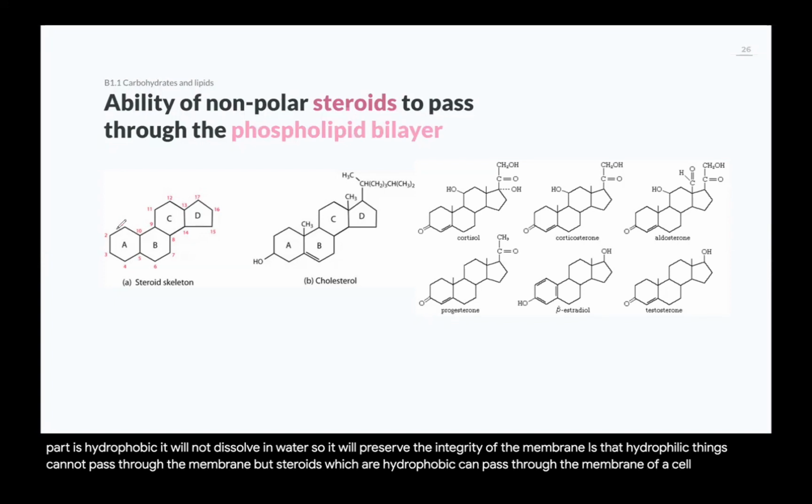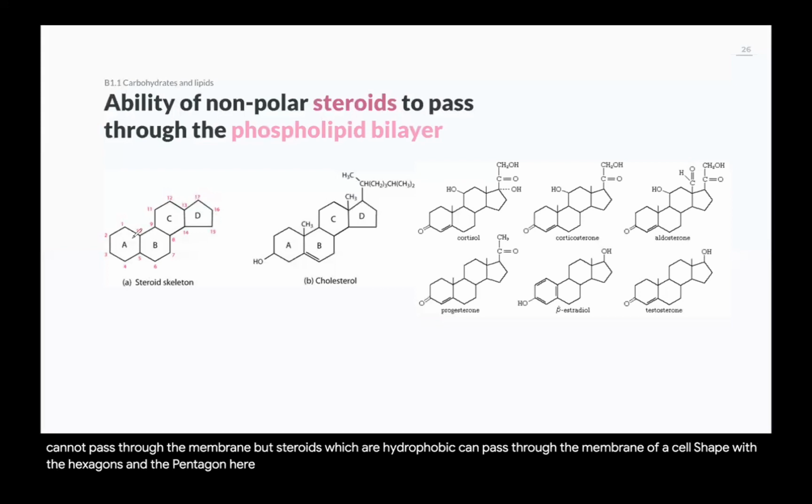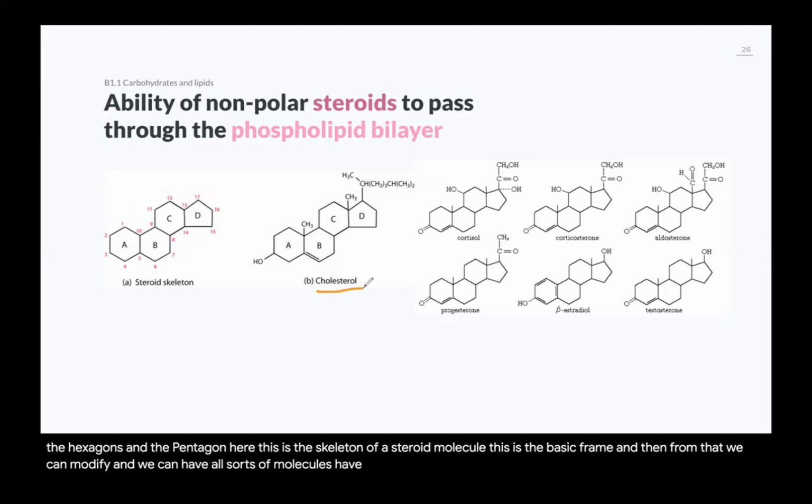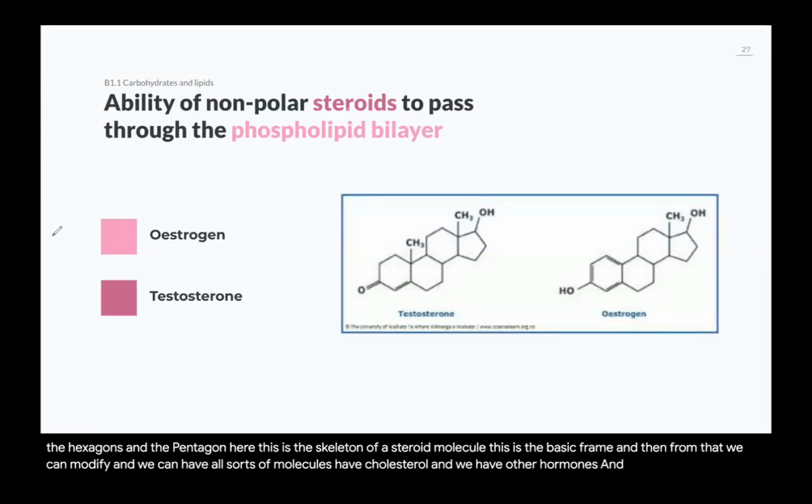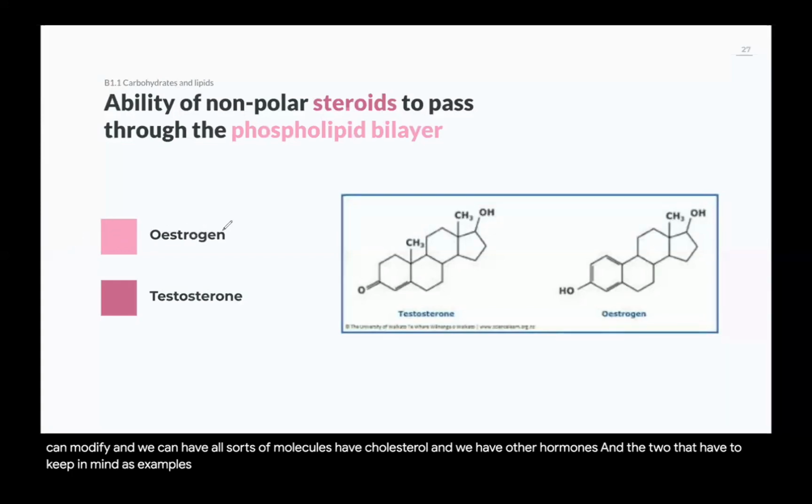This means that hydrophilic things cannot pass through the membrane, but steroids, which are hydrophobic, can pass through the membrane of a cell. So this shape with the hexagons and the pentagon here, this is the skeleton of a steroid molecule. This is the basic frame. And then from that, we can modify and we can have all sorts of molecules. We have cholesterol and we have other hormones.